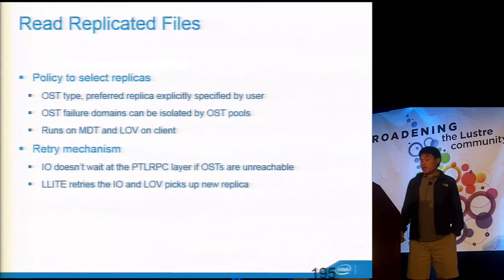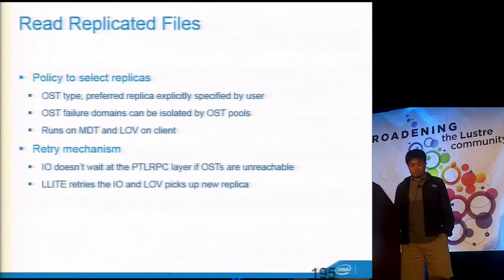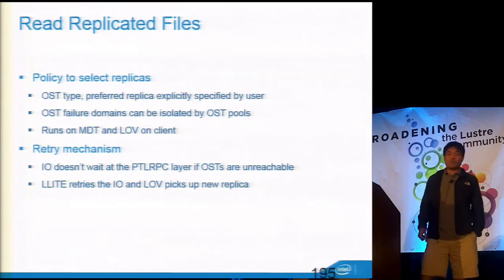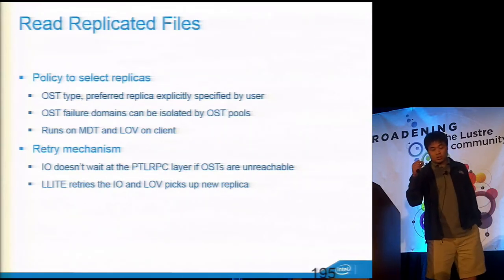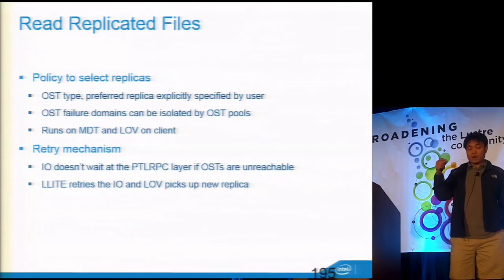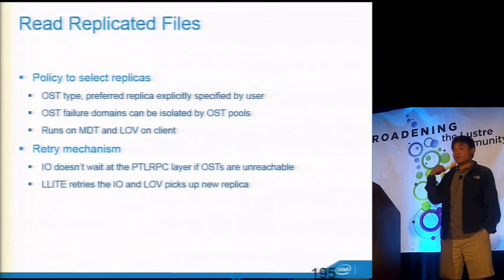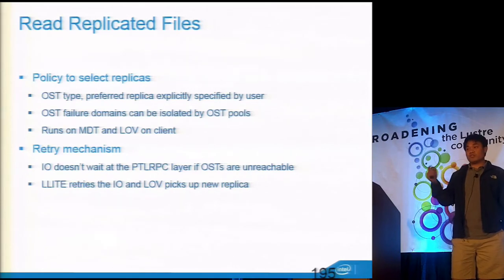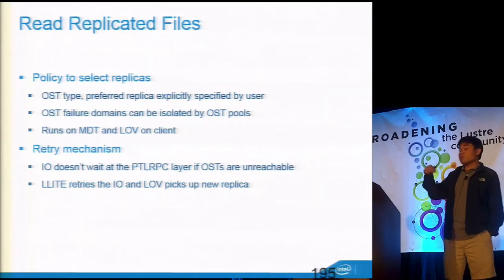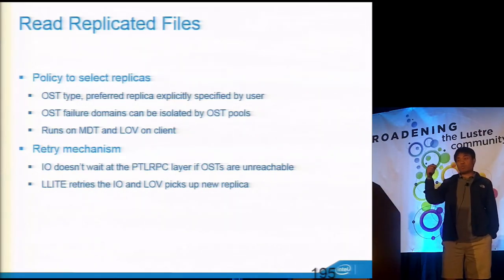And there will be a retry mechanism. So I/O won't be waiting at the OST port RPC layer like what we do right now. So if a specific OST is unavailable, after a retry mechanism is introduced, the I/O will fail immediately. So the upper layer will be notified of this failure, and then I/O will be reissued. And then at the LOV layer, the policy will pick up another replica and reissue the I/O.